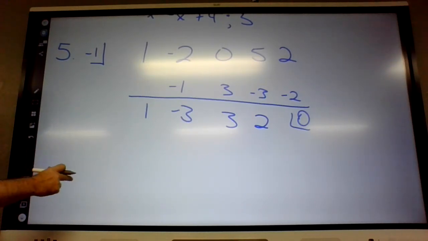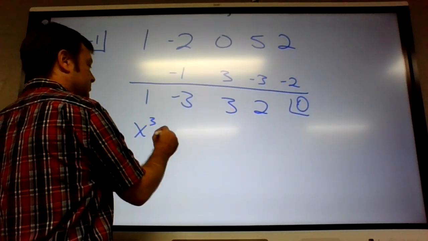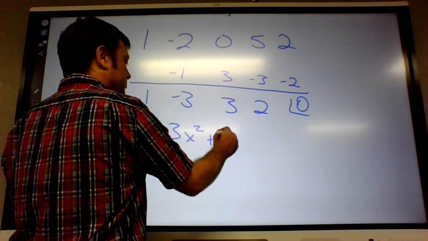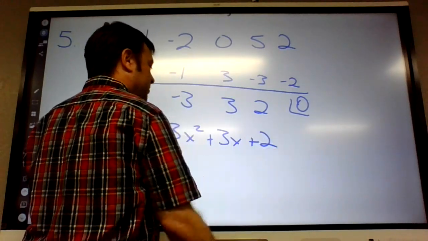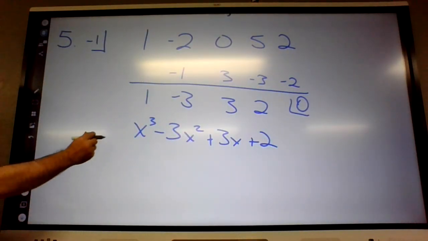Is it x to the third minus 2x squared plus 3x plus 21? Yeah, and no remainder on this one. Perfect divisor.